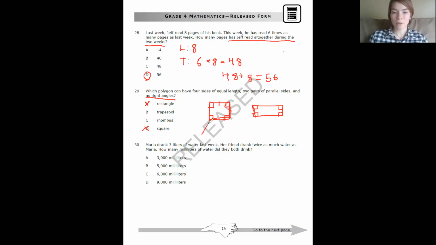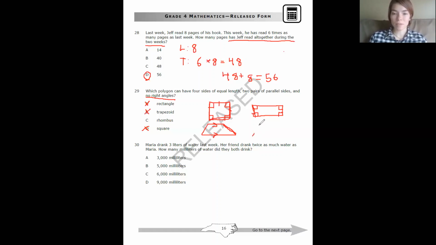So a trapezoid is normally going to look something like this. And one of the key parts of a trapezoid is that it only has 1 pair of parallel sides, the top and the bottom, and those sides are not the same length. So because a trapezoid doesn't have all equal sides and it doesn't have 2 pairs of parallel sides, that can't be our answer. What we're left with is a rhombus.